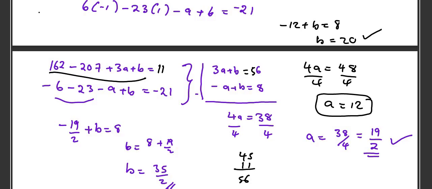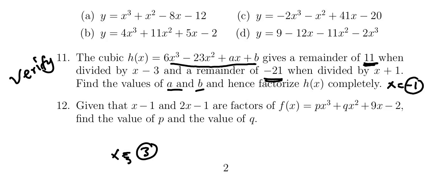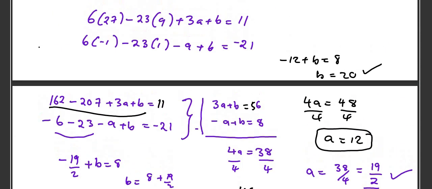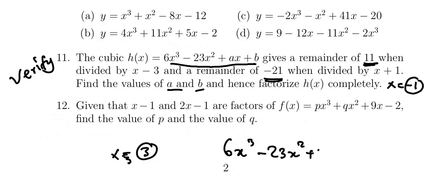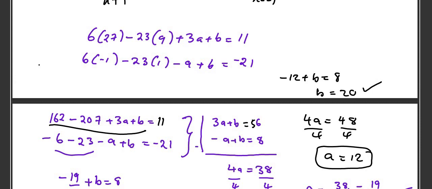And then once you get this, you can now replace in the expression. So the expression now is going to be 6x^3 minus 23x^2. Then this a, you're getting your a to be 12, so this is 12x, then plus 20. Yeah, so this is what we're getting. Then everything else will be okay.